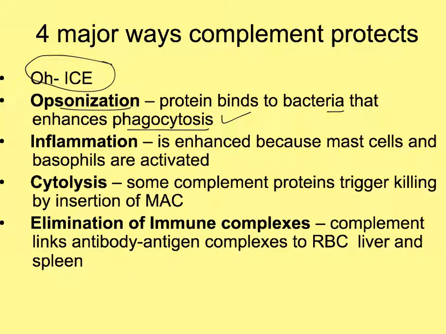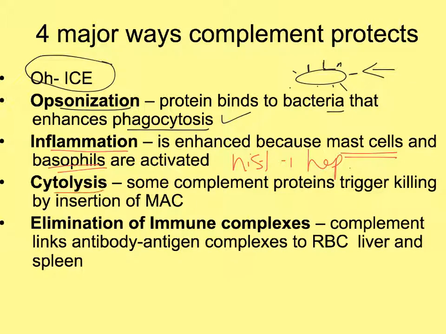Okay, so if this is the bacterium, some of the complement protein can bind to it, and it makes it easier for the organisms to recognize and break down. Okay, so it enhances phagocytosis. Okay, now it can also cause inflammation. Inflammation is going to be enhanced because mast cells and basophils are activated. So they're going to start releasing more histamine and heparin.